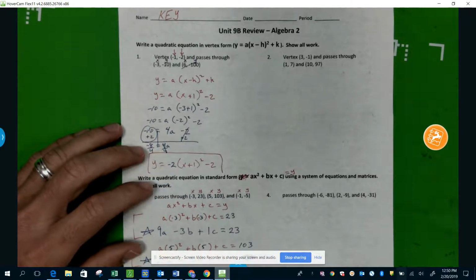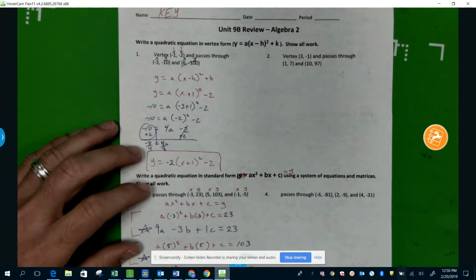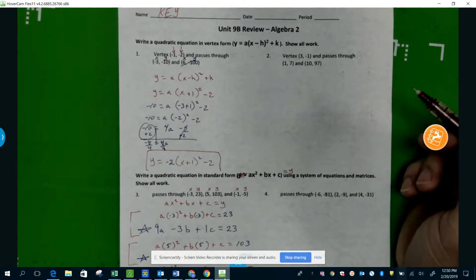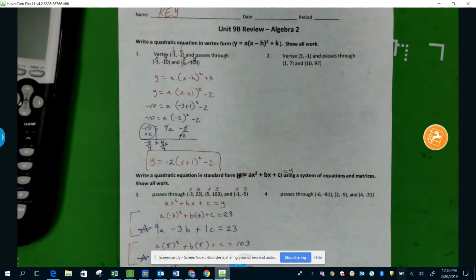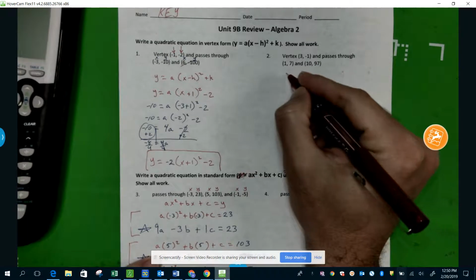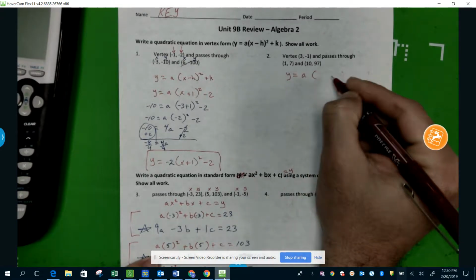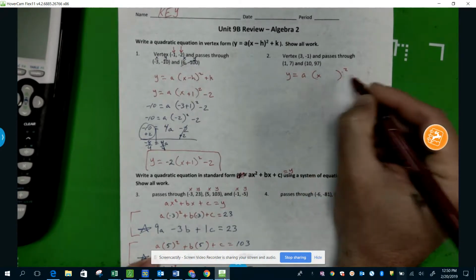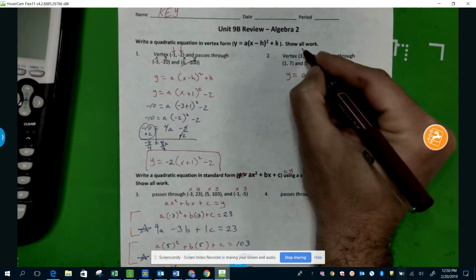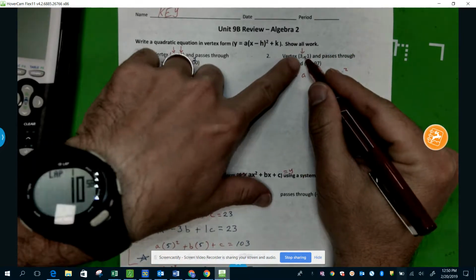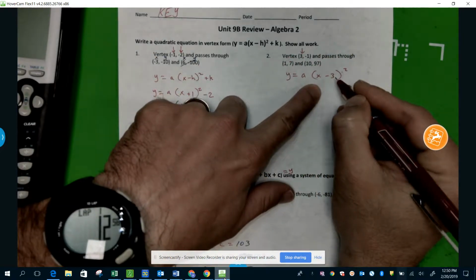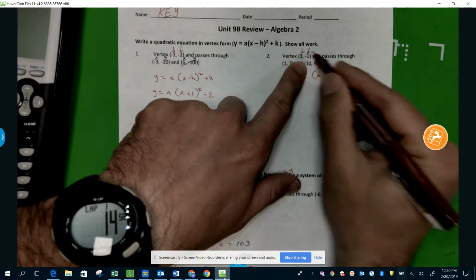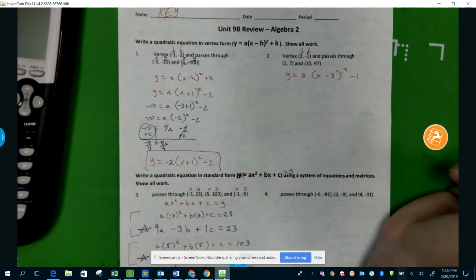Okay, we're finishing up our review that we started in class. So I'm going to do the evens right here on the video so you can get those as well. So again, in vertex form, we've got y equals a. Instead of x minus h, we're going to put the x value of the vertex. If that's a positive 3, we've got to put the opposite. So minus 3 here. And then the k value goes at the end, minus 1.